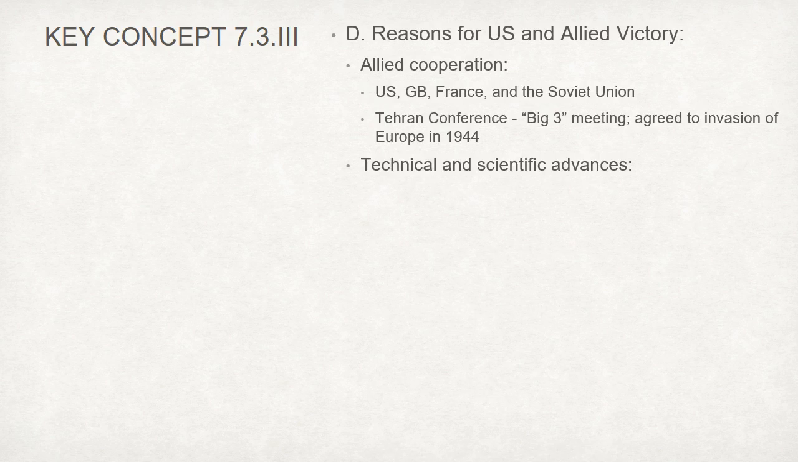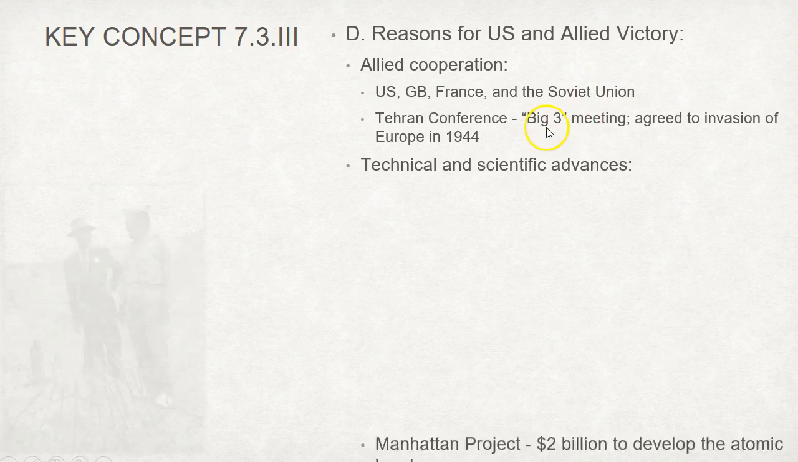The Tehran Conference is one of the first. There are three wartime conferences: Tehran, Yalta, and Potsdam, about how to fight the war and what the world should look like after the war. So that's an example of Allied cooperation there.